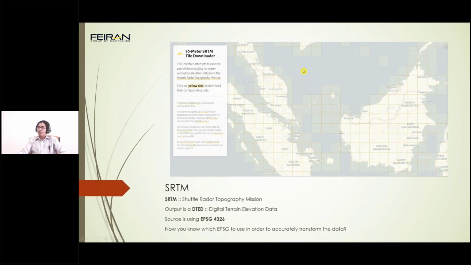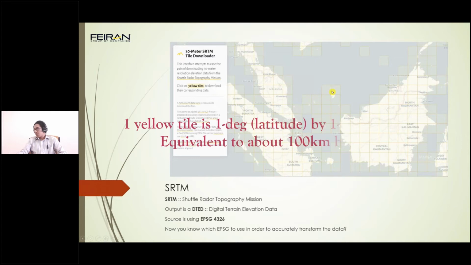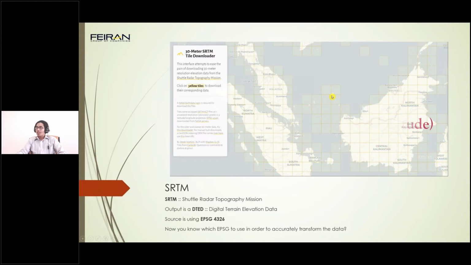The latest and most accurate SRTM that is available freely to us is this one, the 30-meter SRTM. You can see the yellow tiles inside this picture. Each tile represents a dedicated scanning area, and all of these yellow tiles have similar dimensions. The most important thing is that each tile here is using a source CRS. CRS stands for Coordinate Reference System.